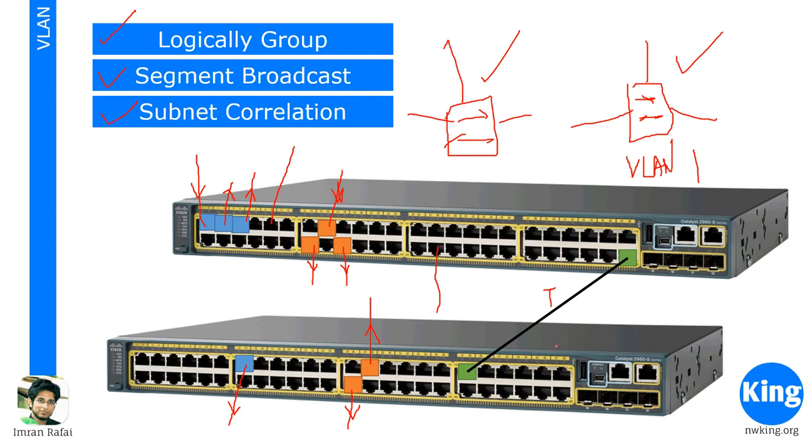Now, we also spoke about encapsulation. There are two encapsulation methods. One is .1q. So whenever you make a trunk, you have to give an encapsulation. Now, the encapsulation protocol .1q is an open standard. It's part of the IEEE, and there is another protocol called ISL, or Inter-Switch Link, right?